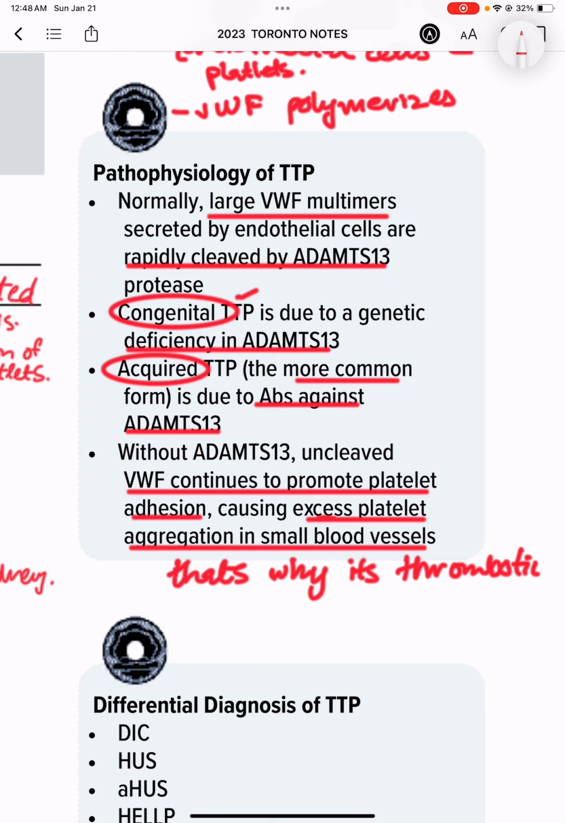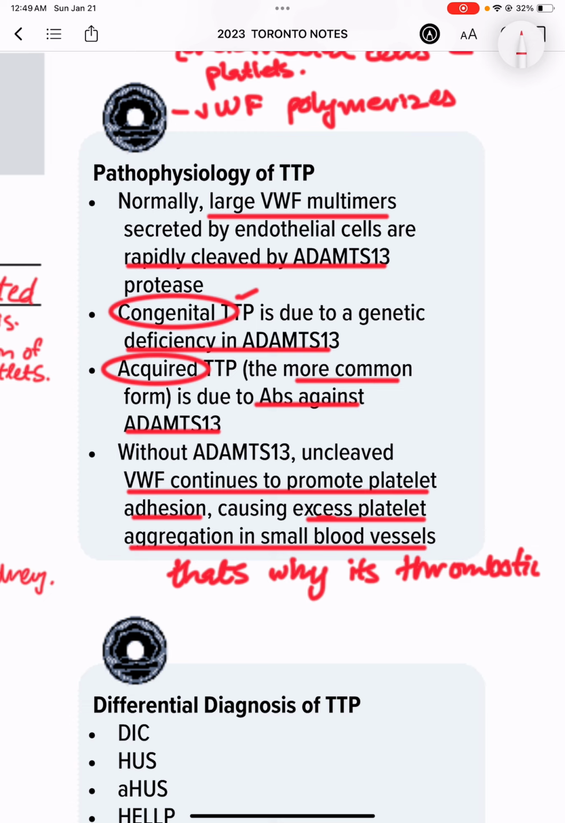But sometimes it could be acquired too, which is more common. More often, ADAMTS13 is not deficient. The body produces antibodies against it. This is acquired TTP, and that's most often. So without ADAMTS13, the von Willebrand factor is uncleaved.